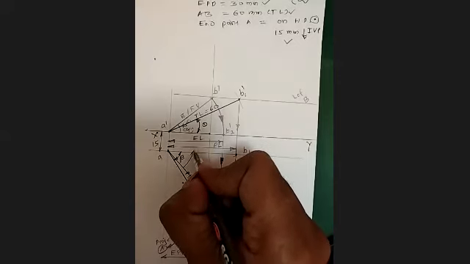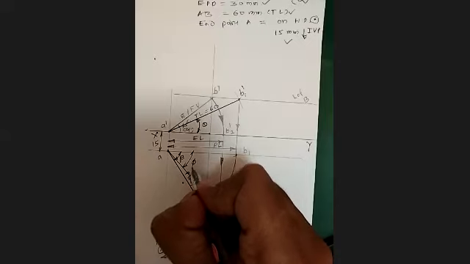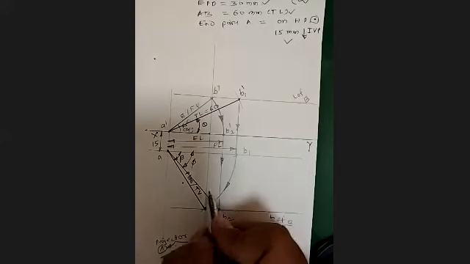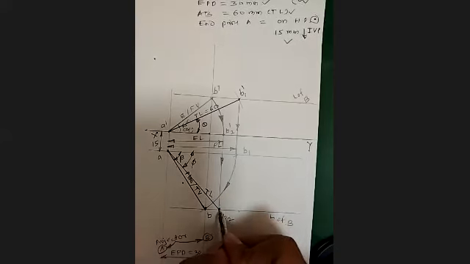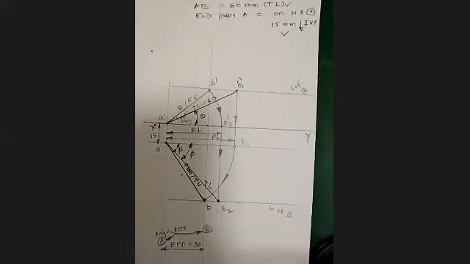And this angle will be the angle phi, and this length is nothing but TL. This length is TL, right? Now in this way, we can say your answer is complete.